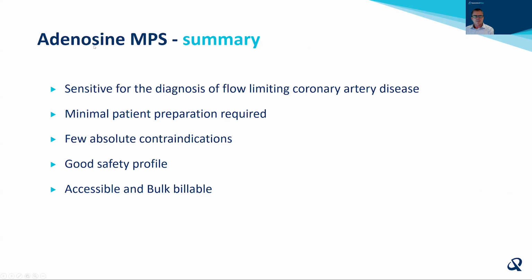So just about adenosine MPS in summary. It's sensitive to the diagnosis of flow-limiting coronary disease. Minimal patient preparation is required. There are few absolute contraindications, such as brittle asthma. It has a very good safety profile, and as John Barlow is going to talk about shortly, it's accessible and bulk billable from the primary practice point of view.